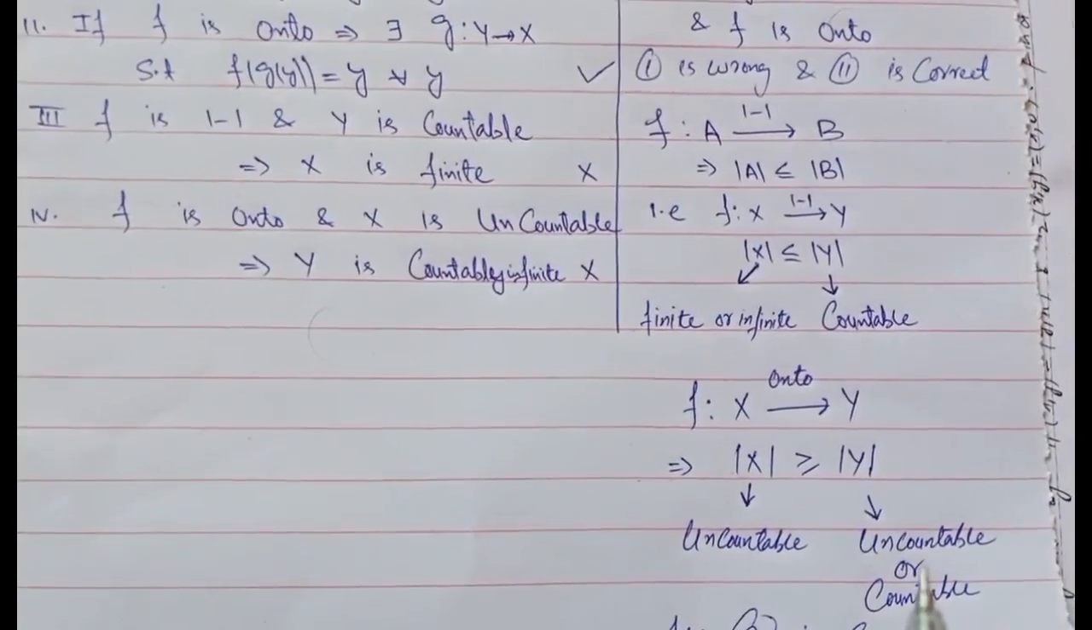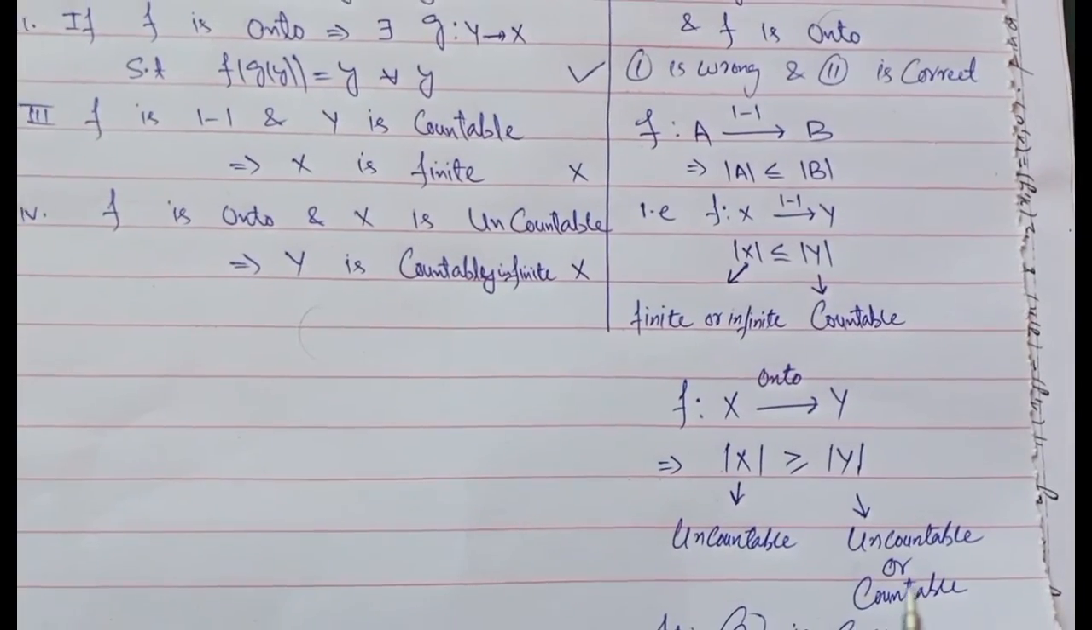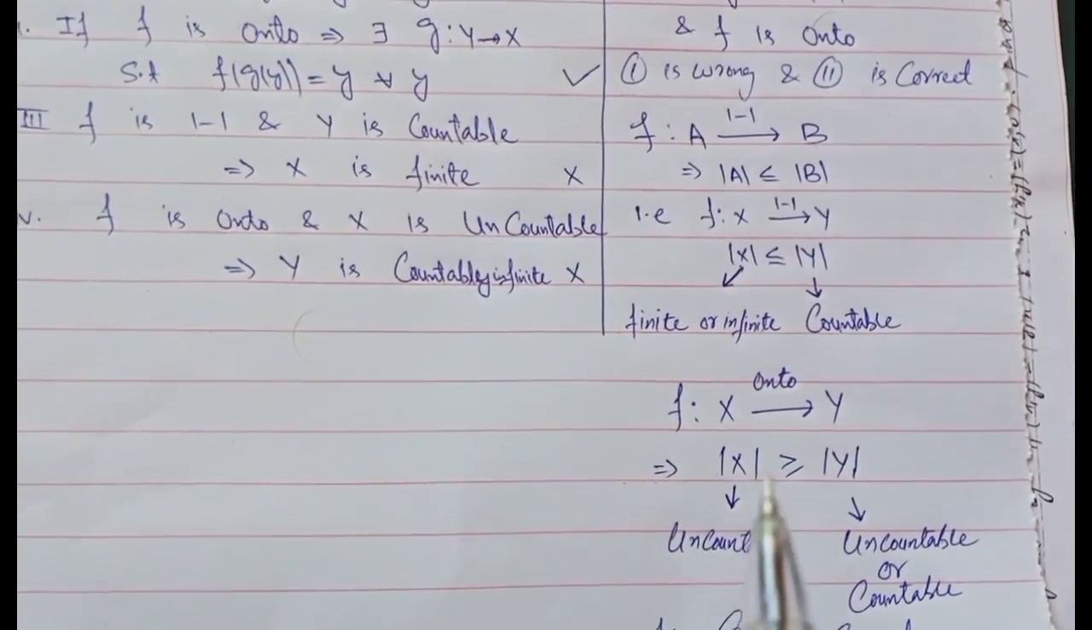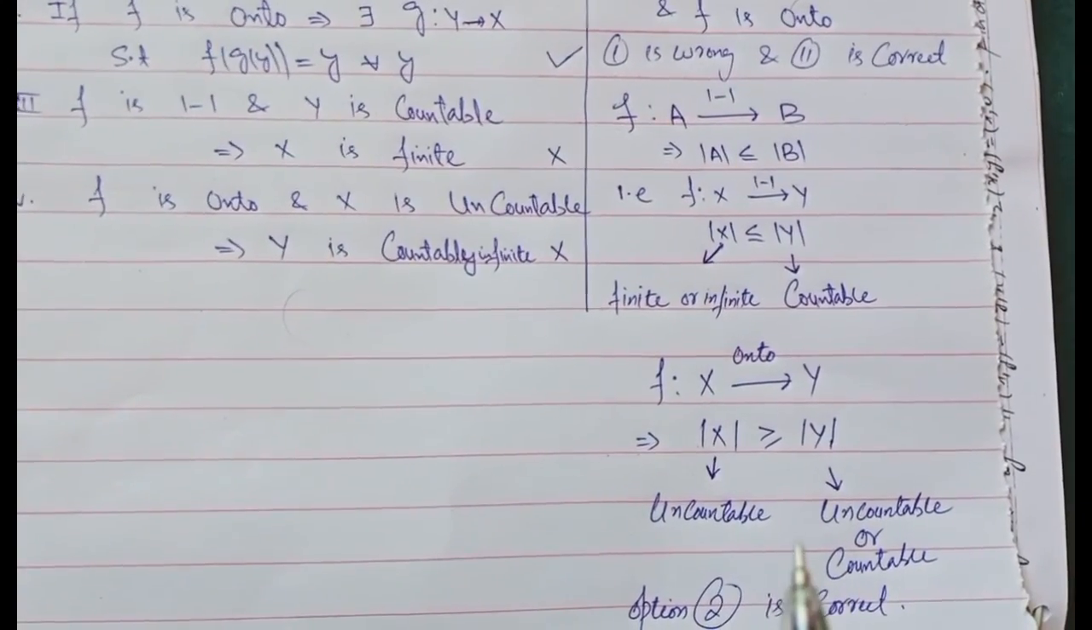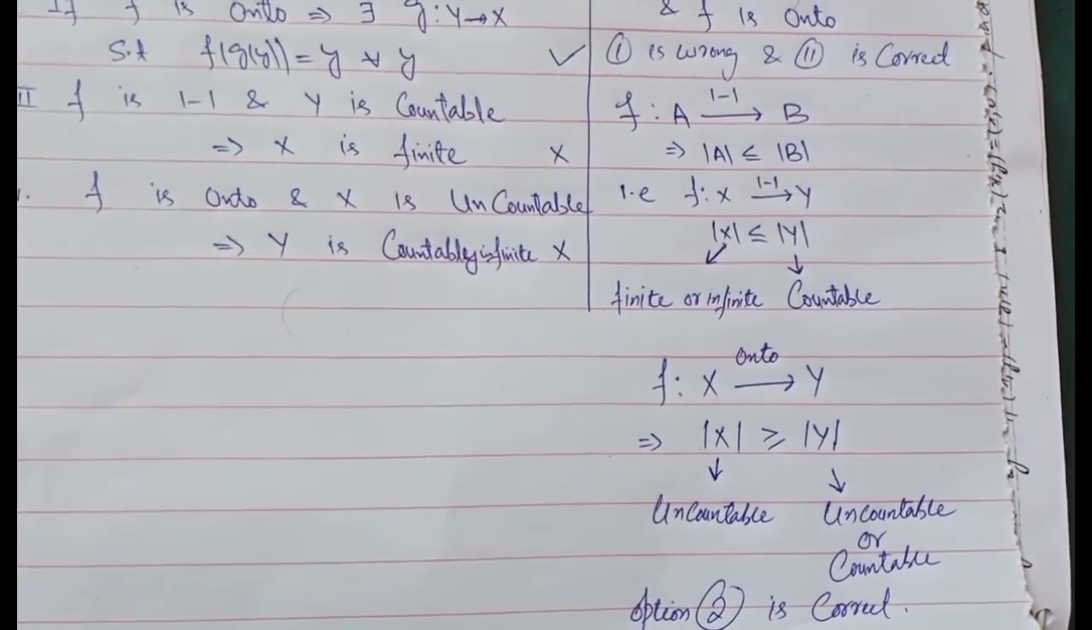If it is countable, then it can be finite or infinite also, because cardinality of X is greater or equal to cardinality of Y. So this option is also wrong. Option second is the correct one.